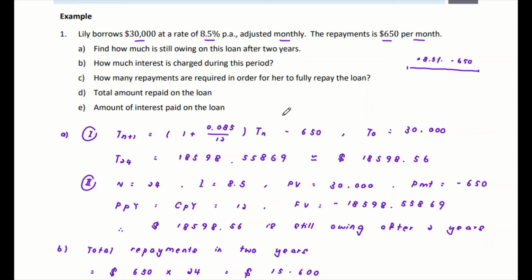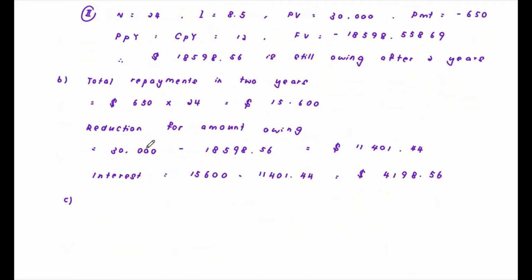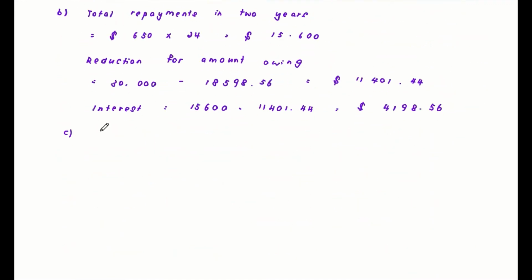Okay, see how many repayments are required in order for her to fully repay the loan. Okay, so in this case, you are finding the time where the amount of money that you are owing eventually becomes zero. So that's the idea. So in this case, we can use two methods to do it as well. So same thing, the first one, we can try to use the recurrence relation.